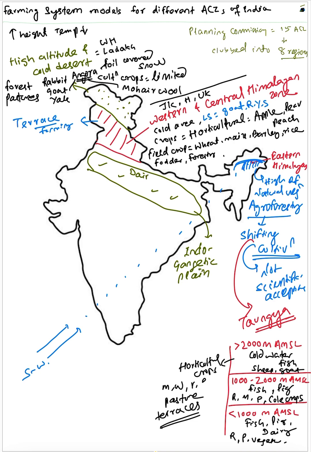If we see major livestock, this will be the dairy unit, and for other livestock you can also go for poultry. In some areas you can go for poultry. But the major cropping system here will be the rice-based cropping system. If we come to Punjab and Haryana region, the major cropping system will be the rice-wheat cropping system.